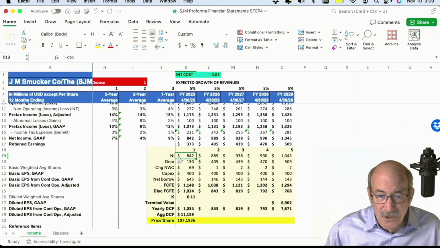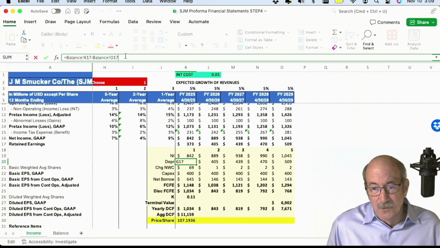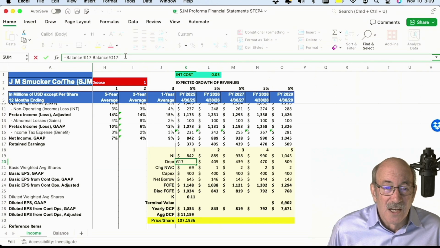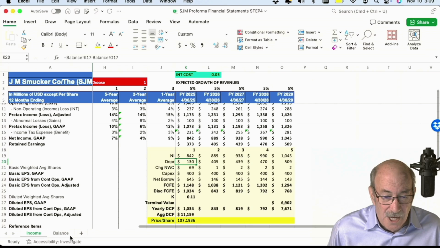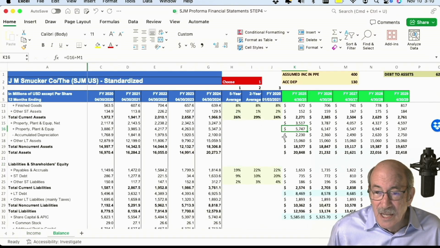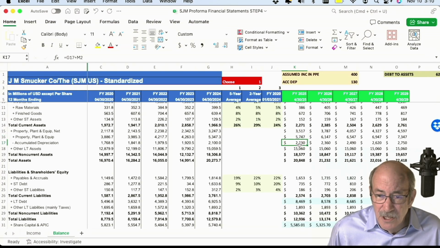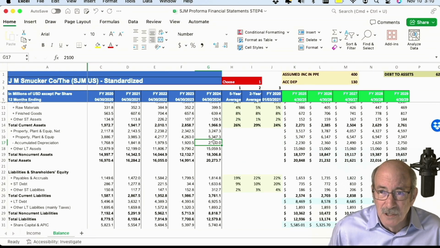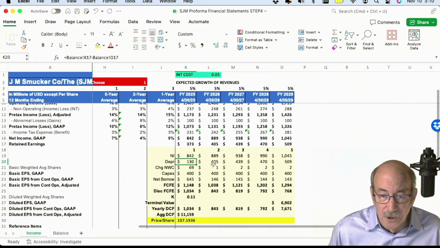Then we go down here to depreciation. What is the depreciation? Well, we know what it is because we set it up to be this, but it's K17 minus G17. Well, what is K17? This is over on the balance sheet. K17 happens to be my accumulated depreciation, and G17 happens to be my prior year's accumulated depreciation. So it's that difference right there. That turns out to be 131 or 130 million.